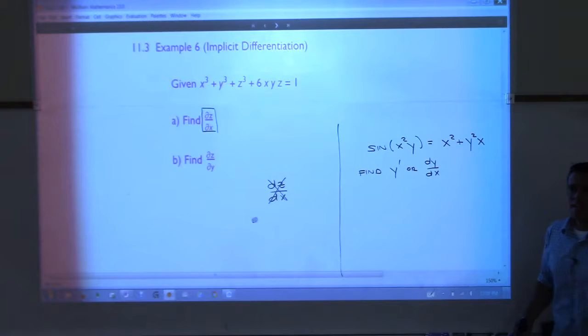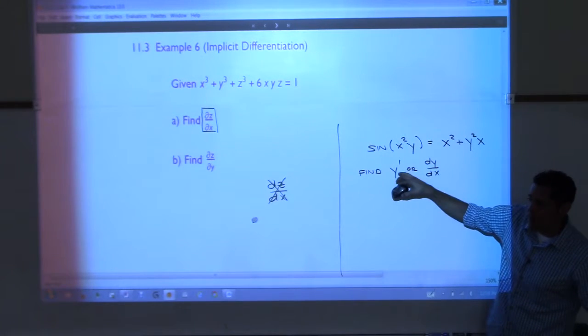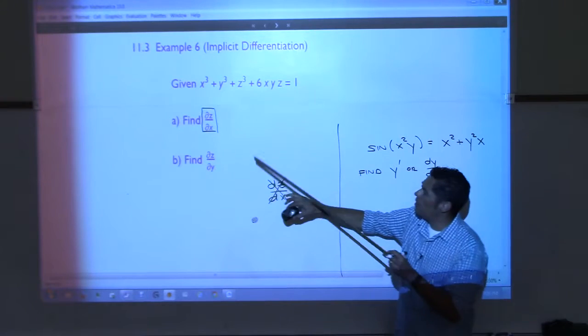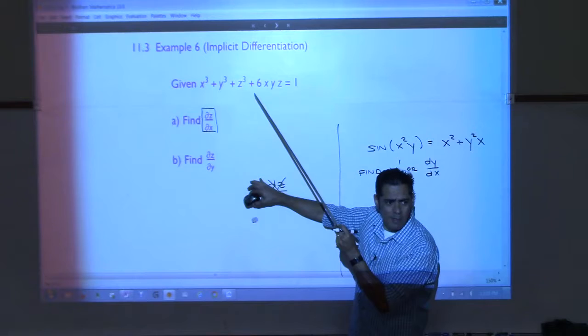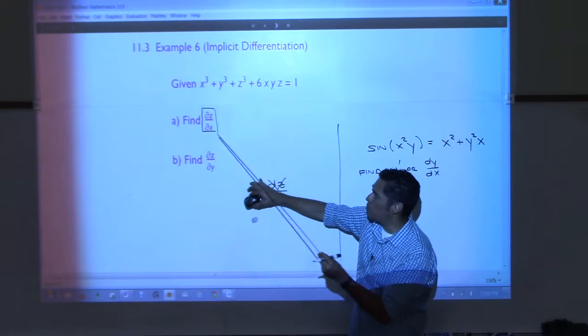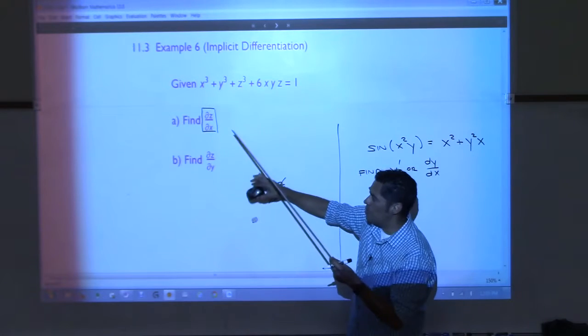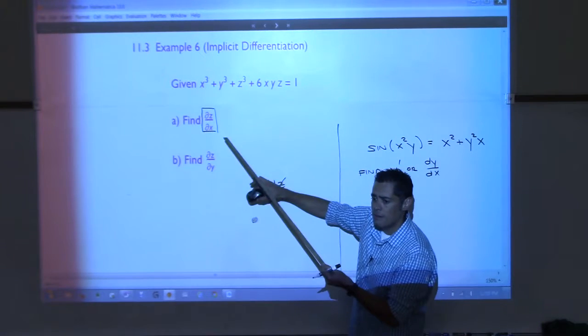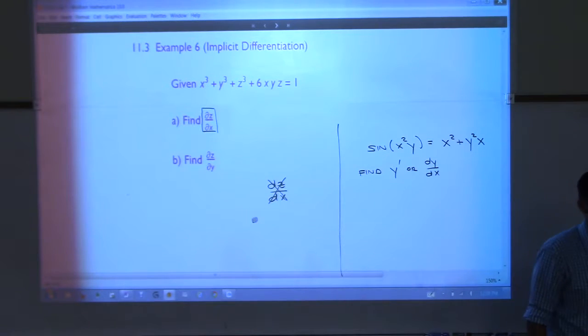So anytime I take the derivative of y, we said y prime, right? Anytime I'm over here and I take the derivative of z, I'm going to say z prime, but I'm going to use partial notation instead. And when I take the derivative of x, I'm going to just do normal derivatives, right? But how am I going to treat y? Like a constant.